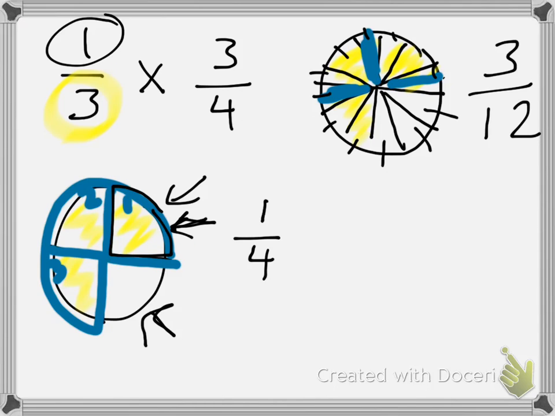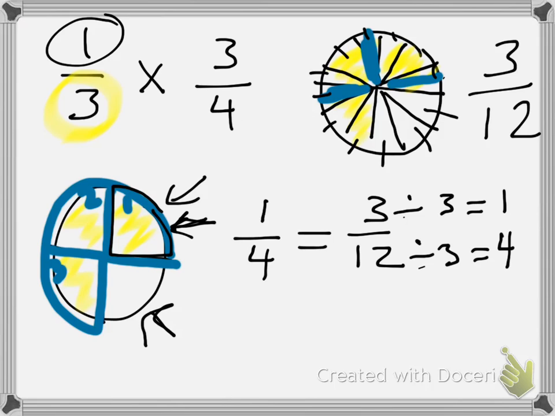Now you might be saying, but Mr. O, wait. 1/4 is not the same as 3/12. Or is it? If I simplify 3/12, 3 divided by 3 is 1. 12 divided by 3 is 4. I have 1/4. So you could do it either way when modeling with pies or circles. Let's do one more as a refresher.